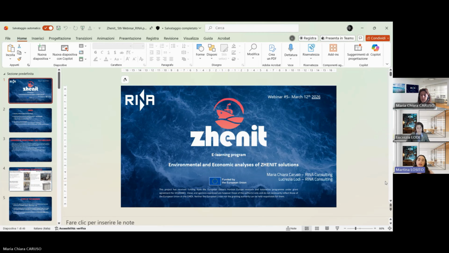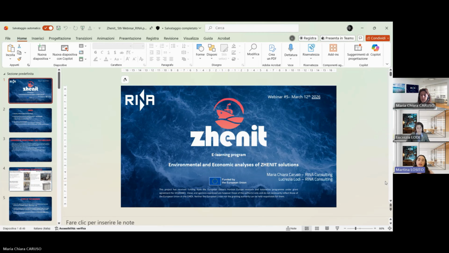The webinar is divided into three main steps: first of all the overview of the ZHENIT project and technologies. Then we will go through the methodologies that we usually use for the assessment of the environmental and economic impacts. And then we will focus on the results for the ZHENIT solutions, looking at the life cycle assessment and life cycle costing results, looking at the technologies and on the technologies installed on board vessels.